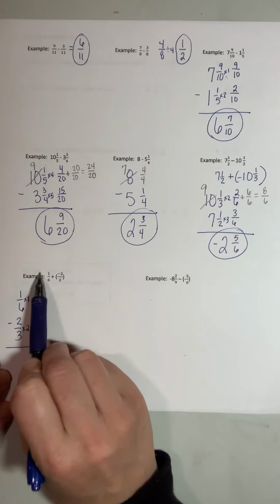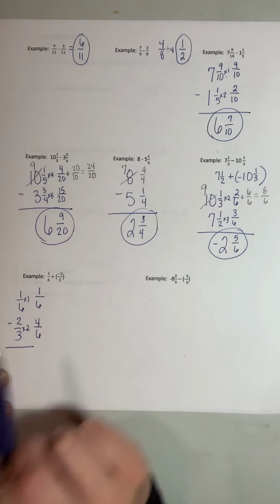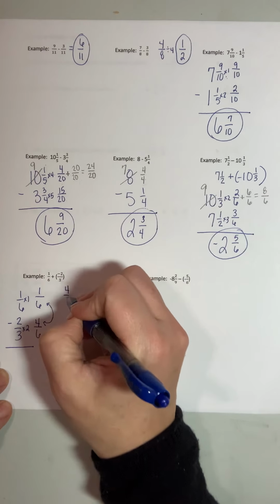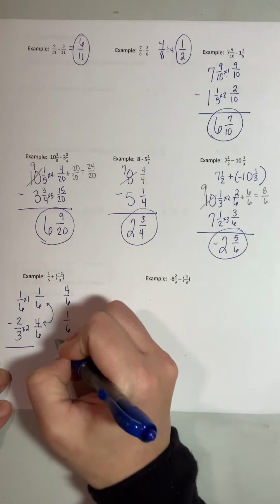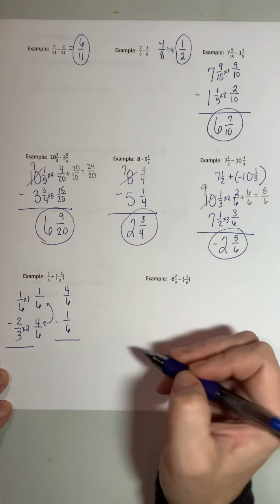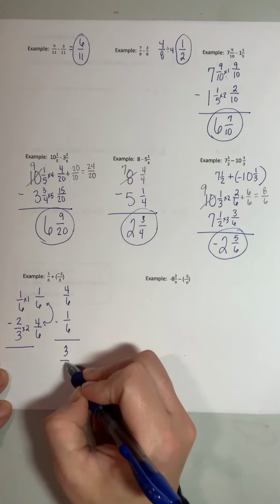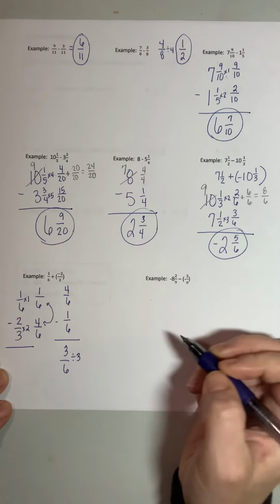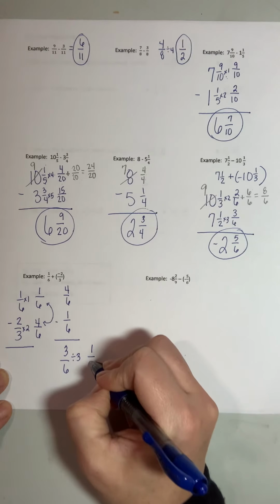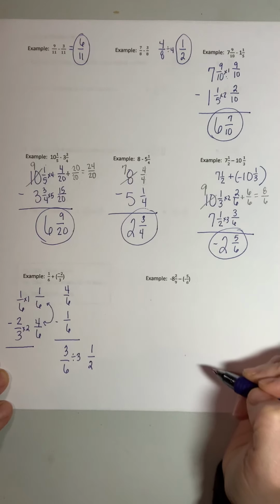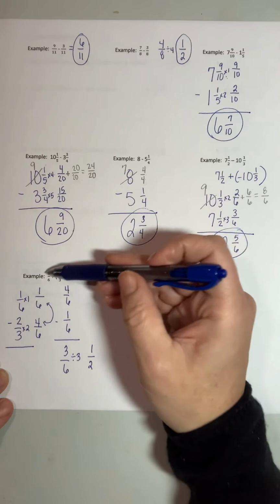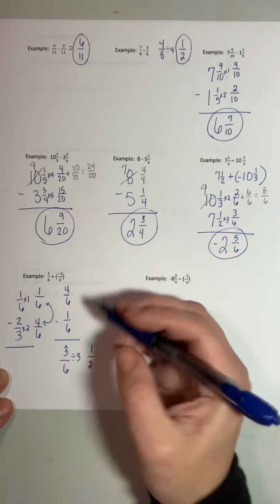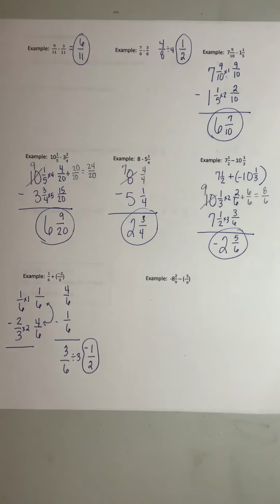So since this is a subtraction problem, because I have one of each, I have to put the bigger one on top. So now I'm going to flip-flop. So I'm going to put 4/6 minus 1/6. 4 minus 1 is 3. Keep the 6. This can be reduced by 3. 3 divided by 3 is 1. 6 divided by 3 is 2. Which is bigger of these two? The 2/3 was, yes, the 2/3 is bigger, and it's negative, so it's a -1/2.